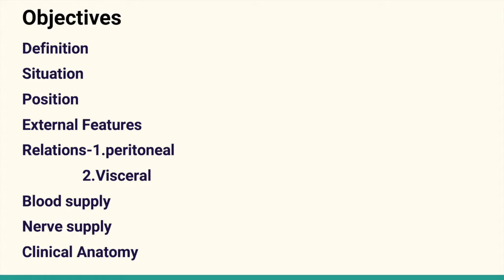Thank you. Now we'll see the topic ovary. Hello friends, in this topic we'll learn about the ovary. The objectives should be covered at the end of the session through the following subheadings: definition, situation, position, external features, relations, blood supply, nerve supply and clinical anatomy.